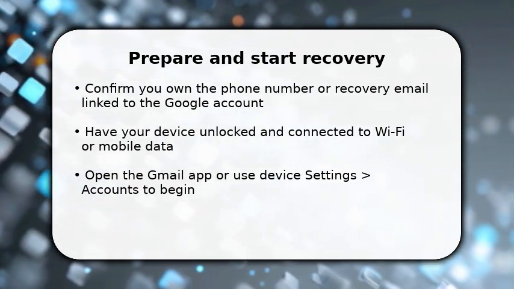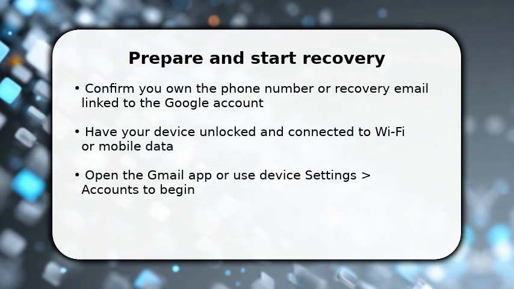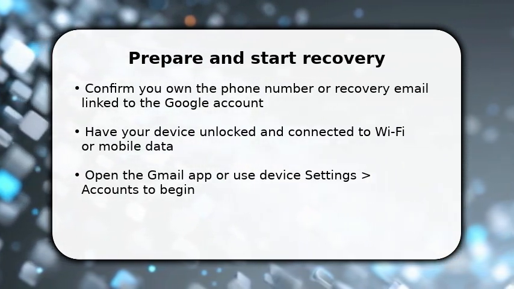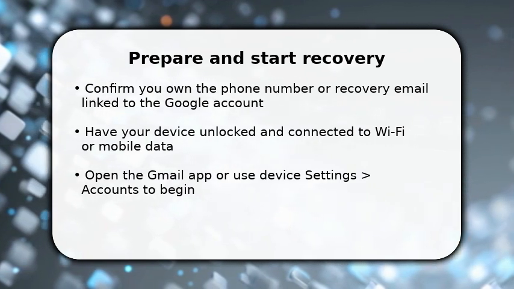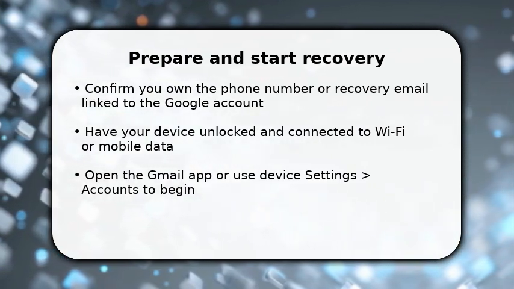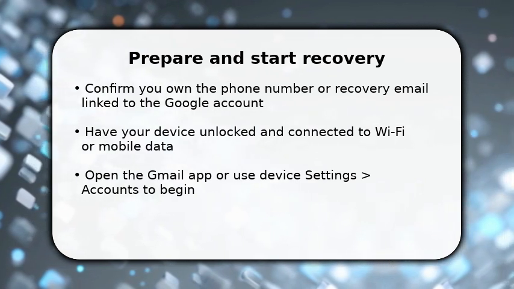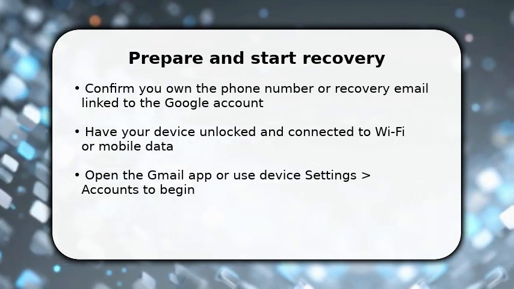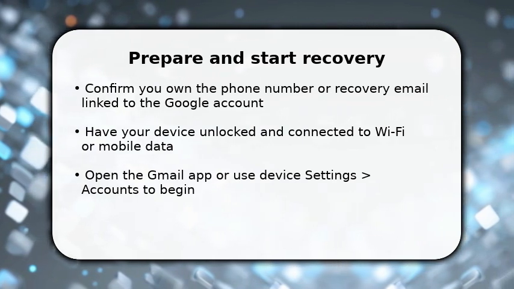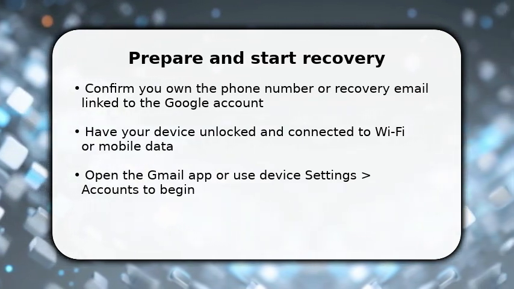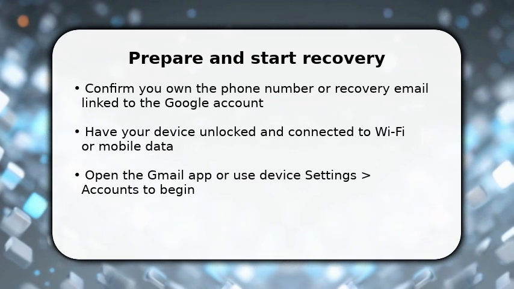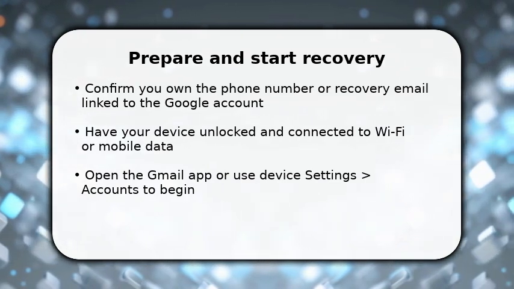You begin by proving account ownership, so open Gmail or Settings and select the account you need. Make sure your phone is unlocked and online. Google uses that link to verify. Once done, tap Forgot Password or Account Recovery and follow prompts. Google will ask for the last password you remember, a recovery email, or a verification code sent to your phone. This first step establishes identity and triggers secure verification methods.